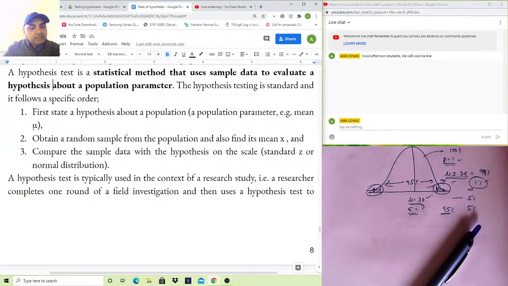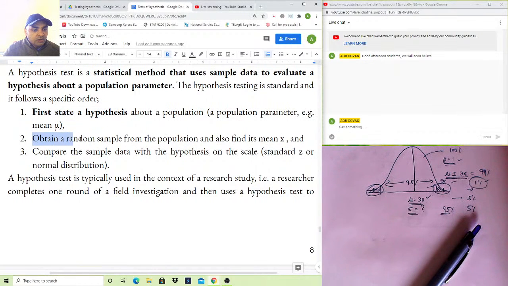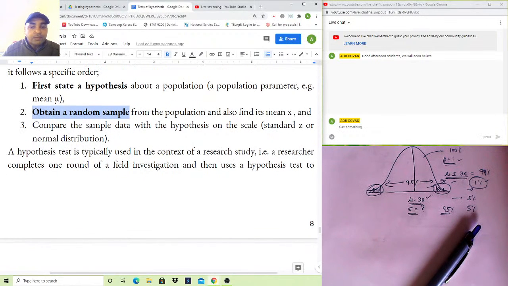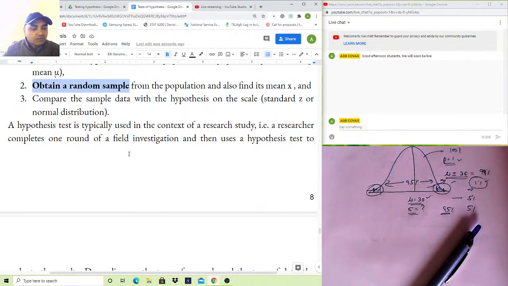What is that order? First, state the hypothesis about the population parameter, like the mean or variance. Then obtain a random sample from the population and also find its mean. And then compare the sample data with the hypothesis on the scale. For example, you use a Z test or the normal distribution, or a T test, or a chi-square test, or an F test.